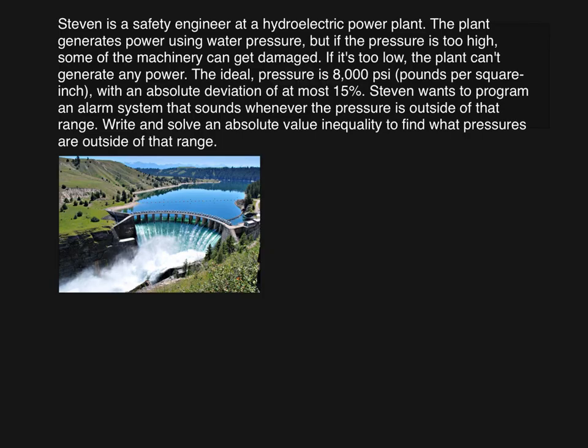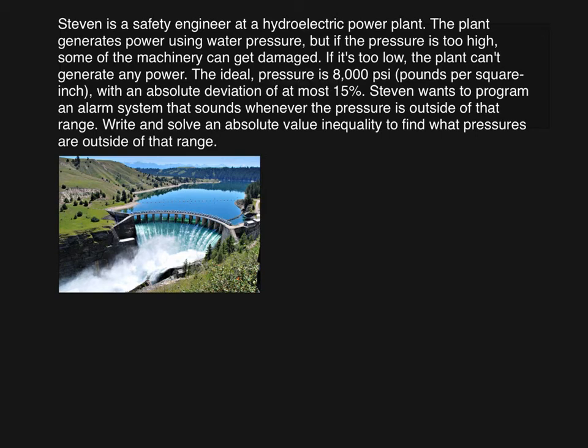In our second example, Stephen is a safety engineer at a hydroelectric power plant. The plant generates power using water pressure, but if the pressure is too high, some of the machinery can get damaged. If it's too low, the plant can't generate any power. The ideal pressure is 8,000 psi, pounds per square inch, with an absolute deviation of at most 15%. Stephen wants to program an alarm system that sounds whenever the pressure is outside of that range. Write and solve an absolute value inequality to find what pressures are outside of that range.